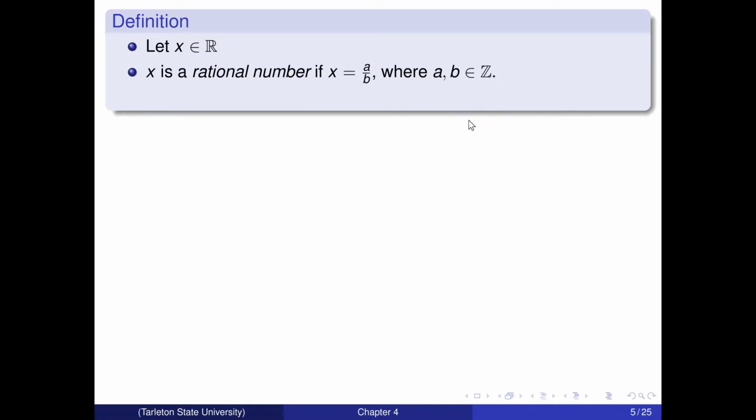So basically, a rational number, as we all know, is any number that can be written as a fraction where the numerator and denominator are both integers. And if x is not rational, then it's irrational, right? It's a pretty self-explanatory idea.